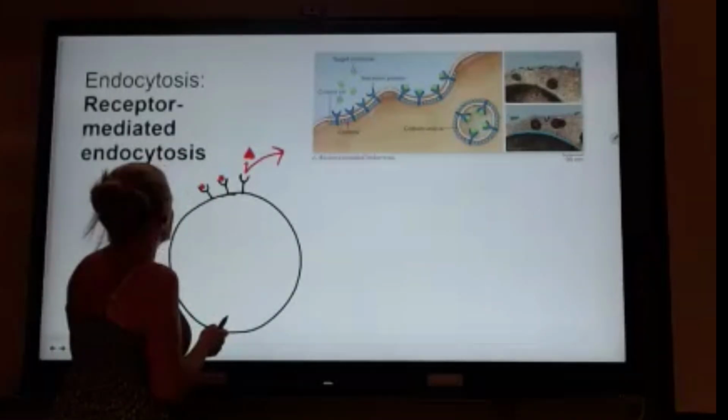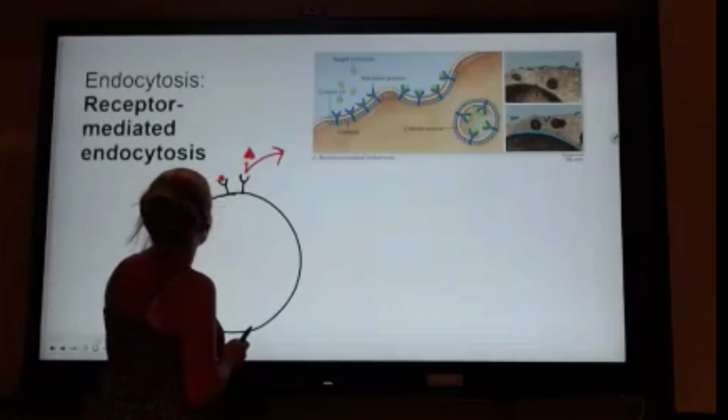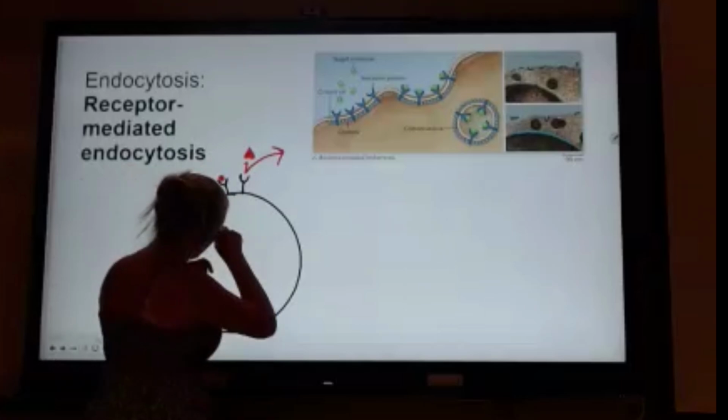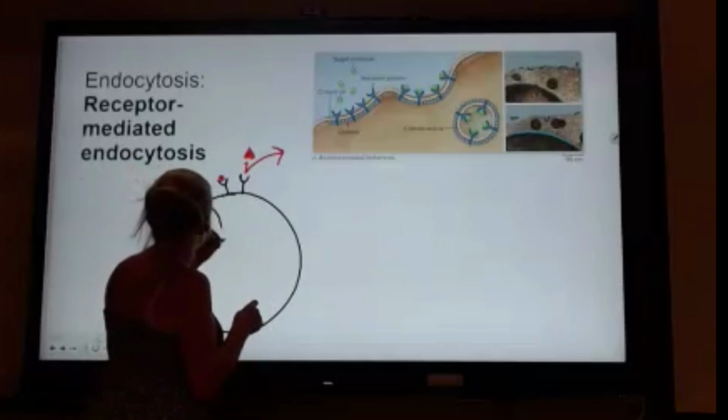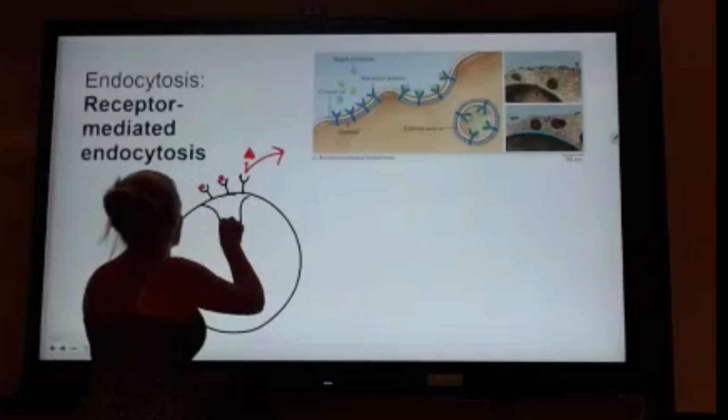So we're going to do that same thing again, where we take that plasma membrane now with all these proteins that are embedded in it. We're going to pinch that into the cell. So I'm going to redraw all this.